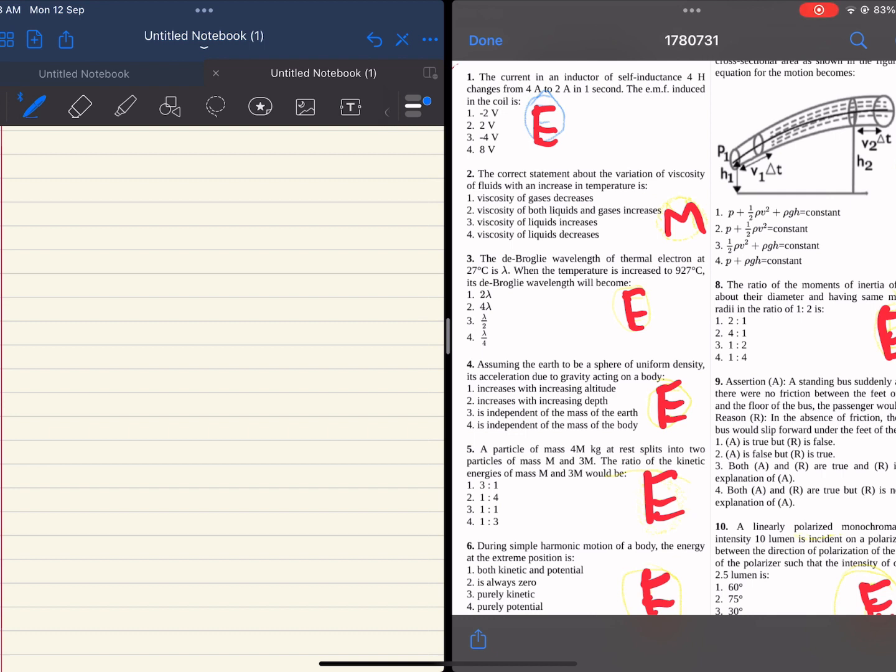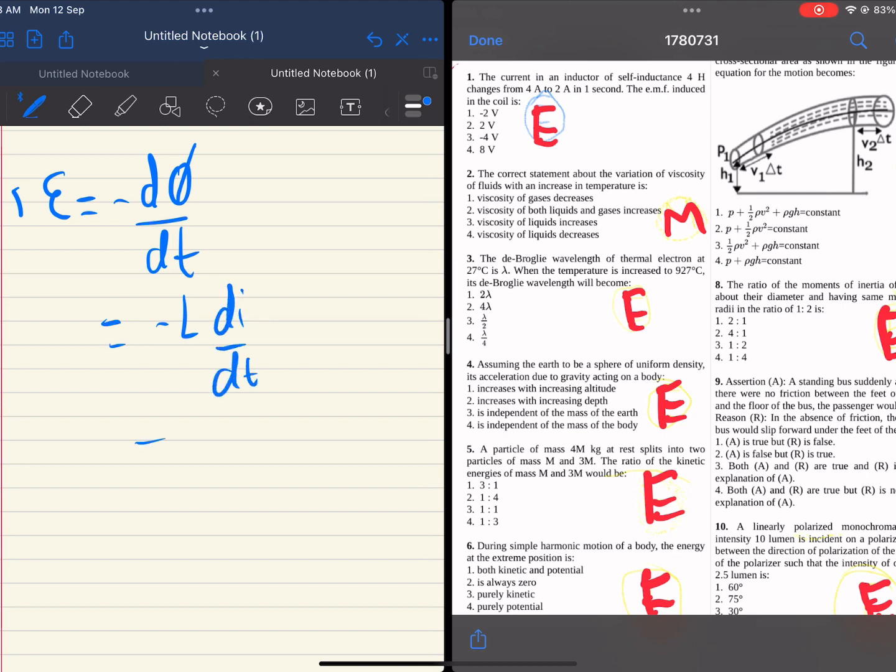The EMF induced in the coil is, we know, equal to the negative of the rate of change of flux. The negative sign can be explained by Lenz's law, but for now it's easier to just put the negative sign and do it directly using Faraday's law. So it's minus d phi by dt, and we know phi in the case of self-inductance is equal to Li, so it is minus L di by dt.